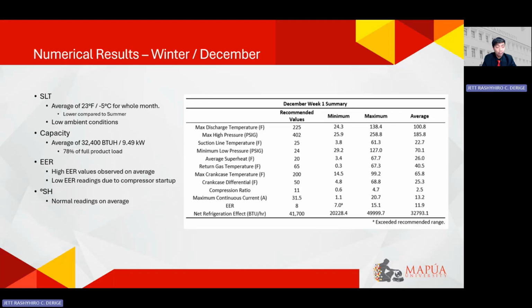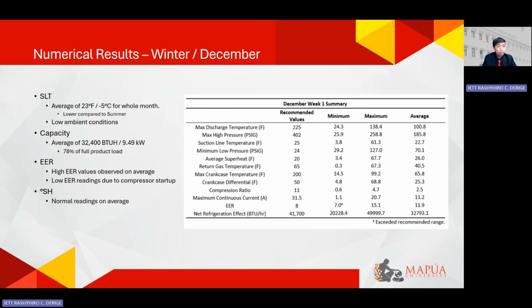And for the capacity, it averaged around 32,400 BTUs per hour only. So that is 78% of the full product load. So again, this would be evidence of varying capacity. We were able to maintain the suction line temperature, even though we have modulated the capacity of the unit.